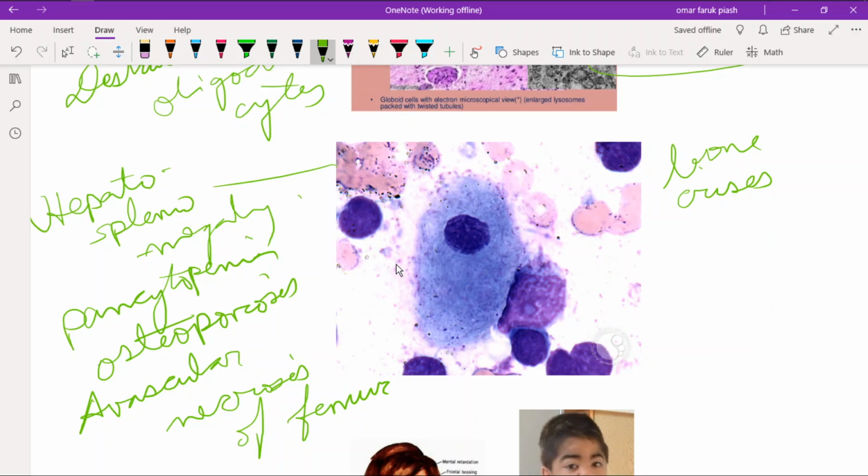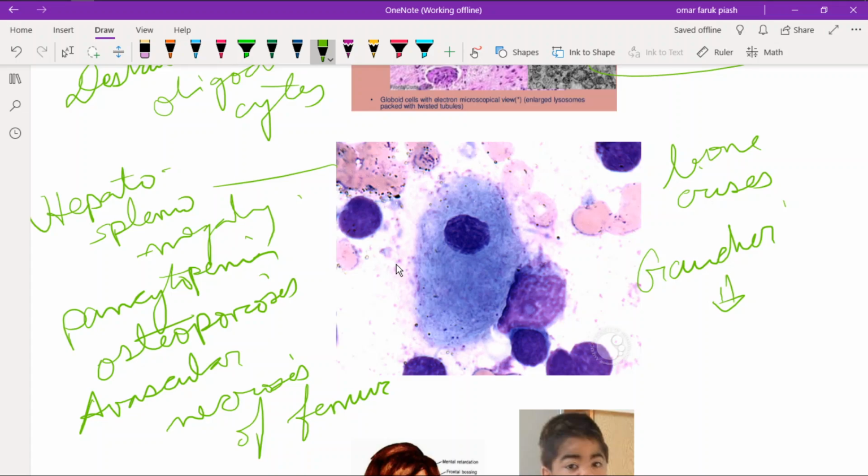And in the bone marrow, you will see the Gaucher cell. What is this Gaucher cell? The Gaucher cell is a lipid-laden macrophage resembling crumpled tissue paper.